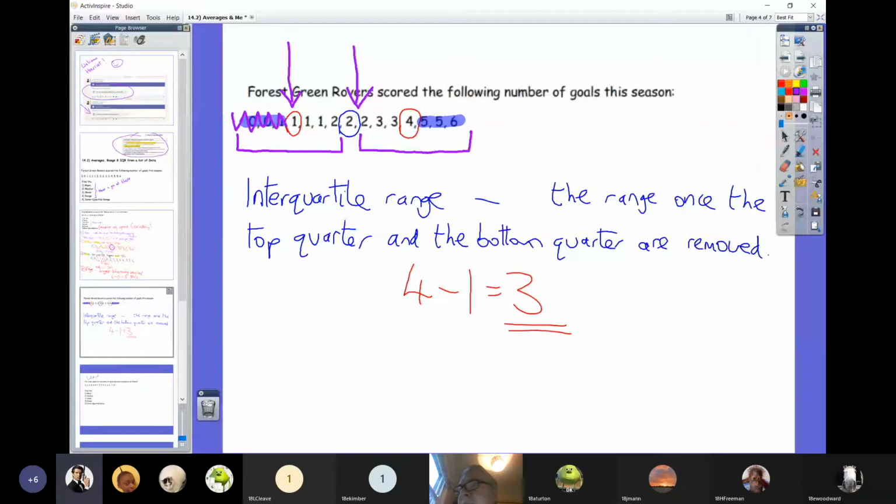Now, what I'm left with then, my biggest number is now that 4, and the smallest number I'm left with is now that 1. So having got rid of the weakest numbers and the biggest numbers, you then work out the range of what is left. So my biggest number is 4, and 4 take away 1 equals 3. So my answer there is 3.